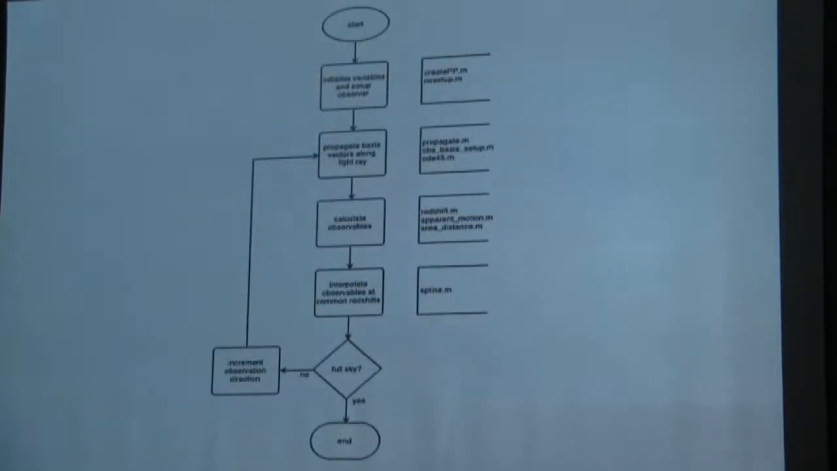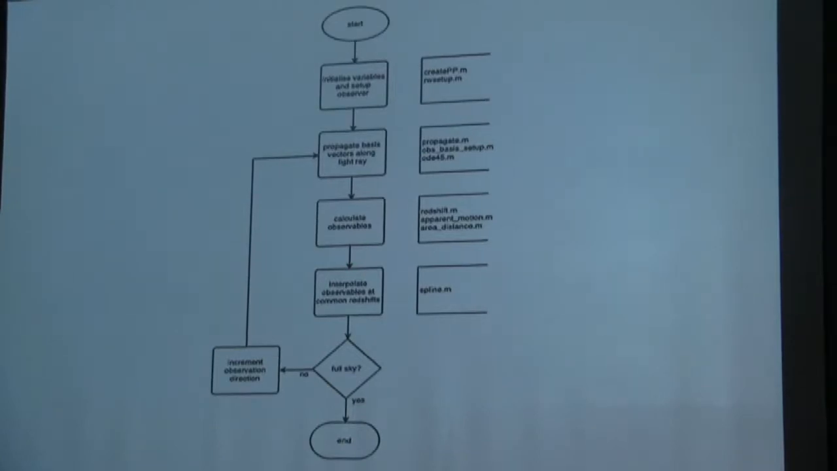Okay, so now I think we're in a position to solve the equation. This is just to show you very simply the program structure. You initialize the variables, propagate the basis vectors, calculate the observables, and then interpolate this at some constant redshift, and then just loop over the whole sky. But most of the program is actually in this block here. That's where we solve all the big mess.